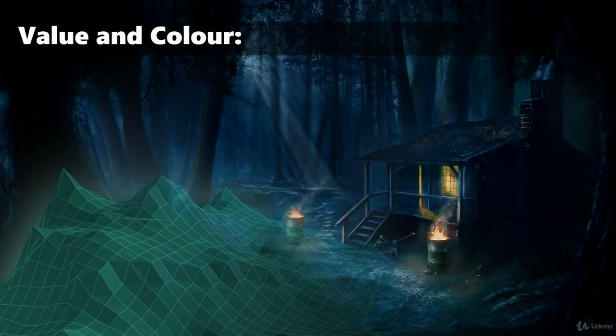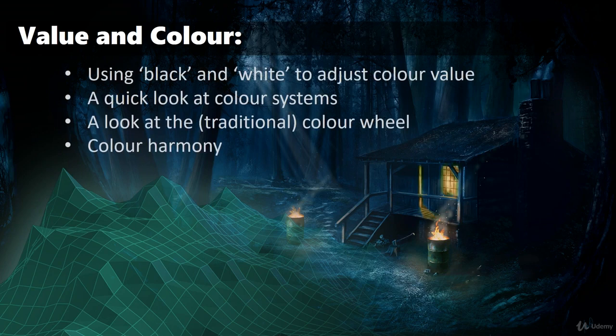Hey, in this lecture, we're going to discuss value. I'm not talking about the monetary value here. This kind of value is the light and shade of your image. We're going to look at using black and white to adjust your color value. We're going to have a quick look at color systems, a look at the traditional color wheel, and we're going to look at color harmony.